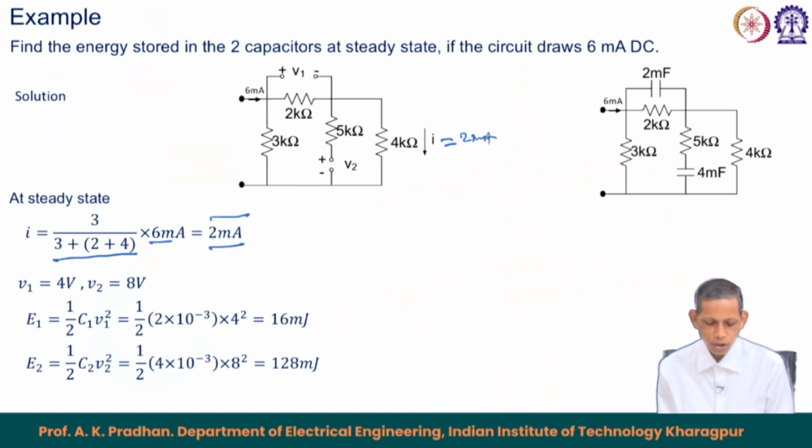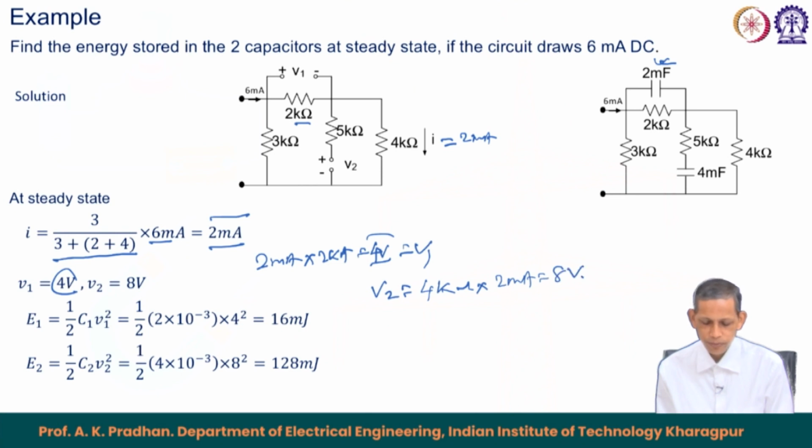So, the voltage across the 2 millifarad capacitor becomes 2 milliampere into 2 kilo ohm. That gives us 4 volt. So, this is nothing but V1. Similarly, V2 becomes equal to 4 kilo ohm into the current 2 milliampere. That gives us 8 volt. So, V2 becomes 8 volt. Across the 4 millifarad capacitor it is 8 volt and across this it is 4 volt.